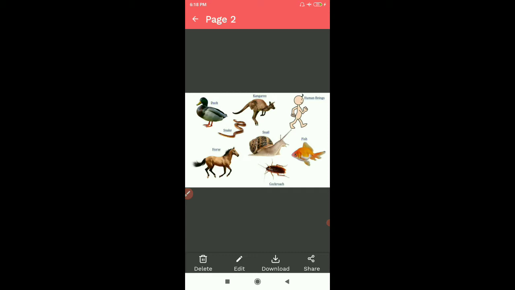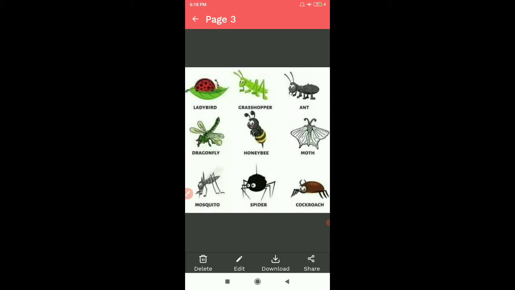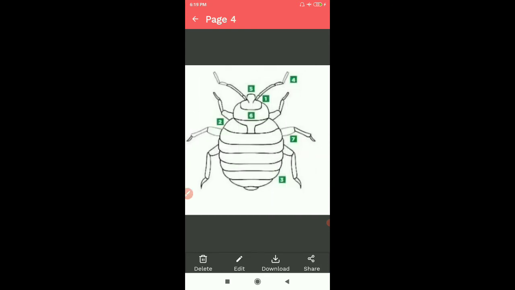First of all, we will study about insects. Most insects like cockroaches, spiders and ants crawl on the ground. Some insects can also fly, for example, honeybee, grasshopper, dragonfly, mosquito. Insects have legs for their movement.